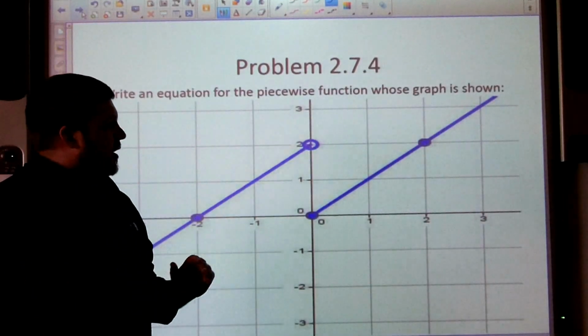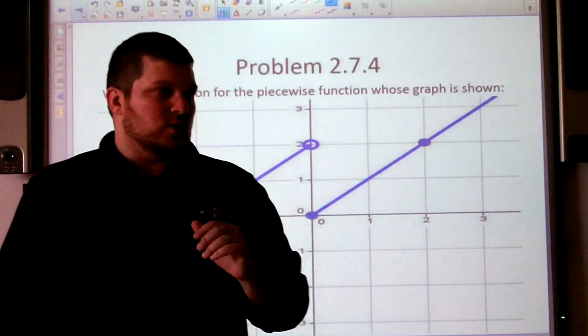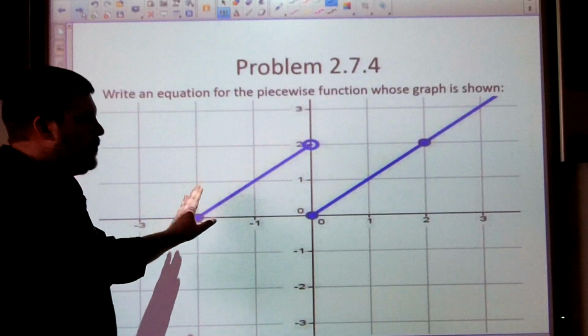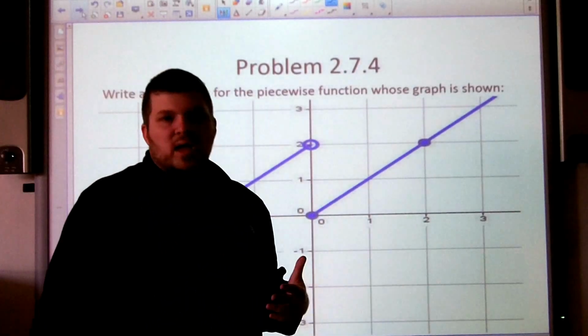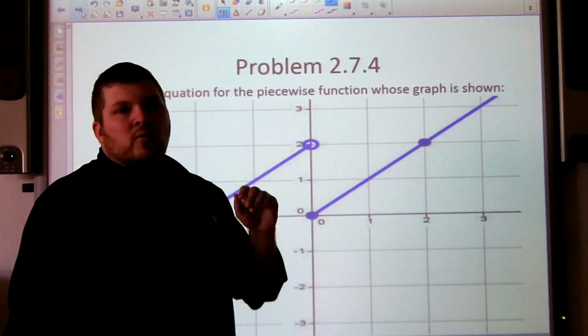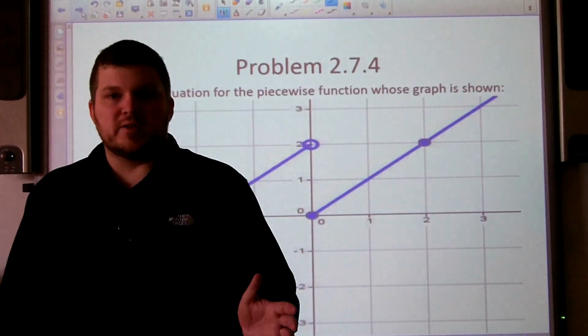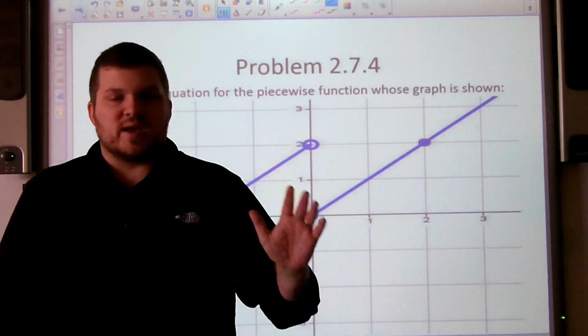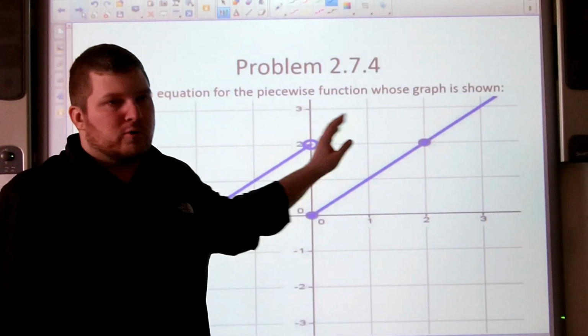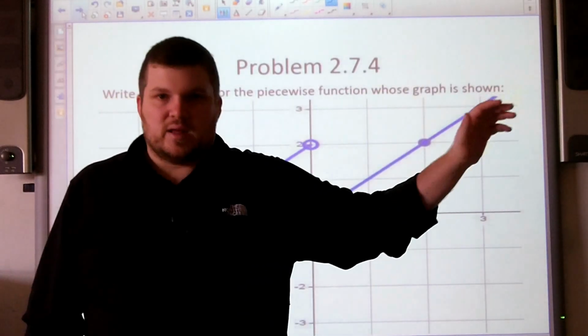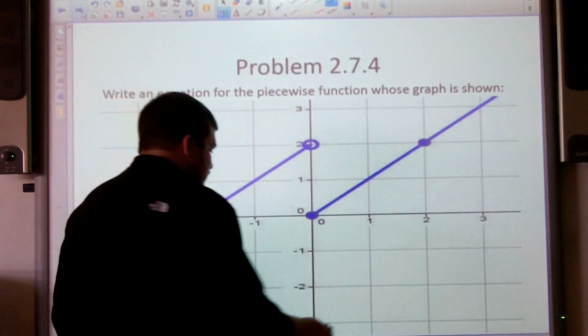Okay, and now we want to write an equation for this piecewise function. Okay, this is a little bit strange too. So we want to take it one piece, literally, at a time, and find the equation of the line. Once we have the equation of the line, then we're going to worry about restricting it in the domain. Okay, we're going to be like, well, if x is less than 0, then we're going to do this line. If x is greater than or equal to 0, then we're going to do that line. Okay, so let's go ahead and get started.